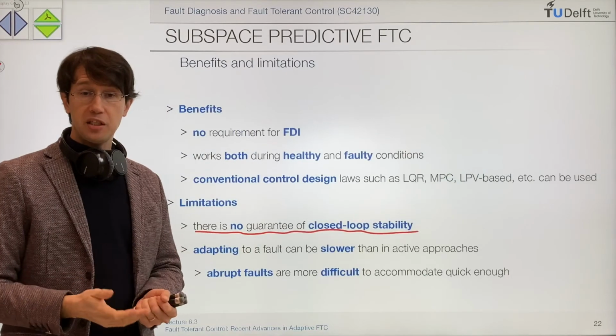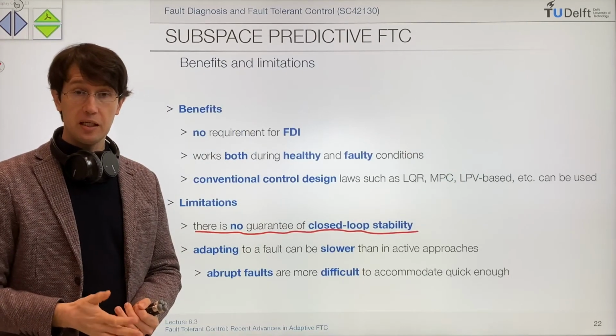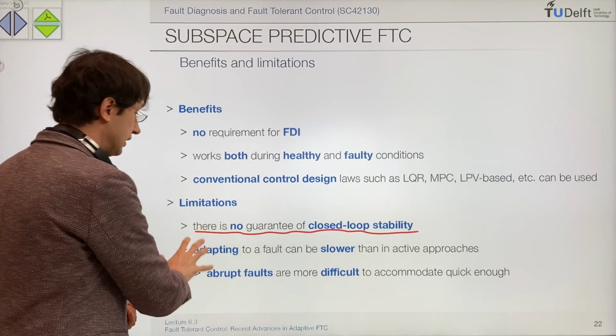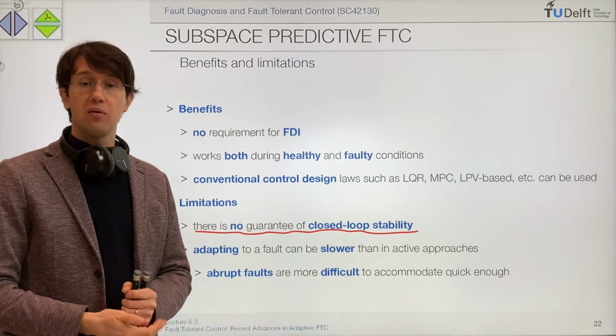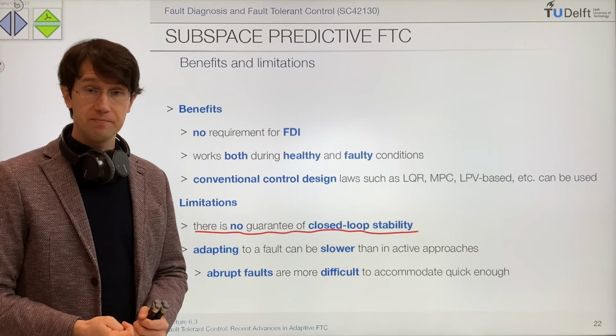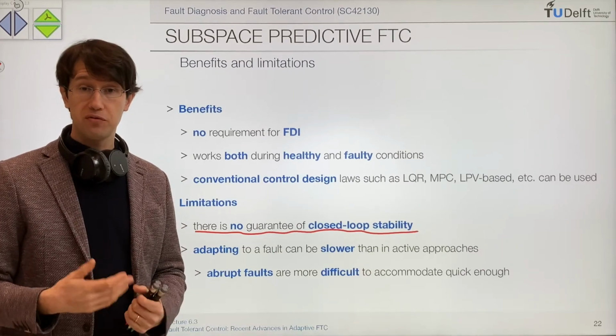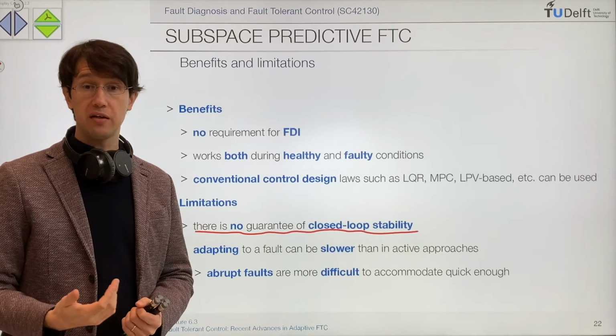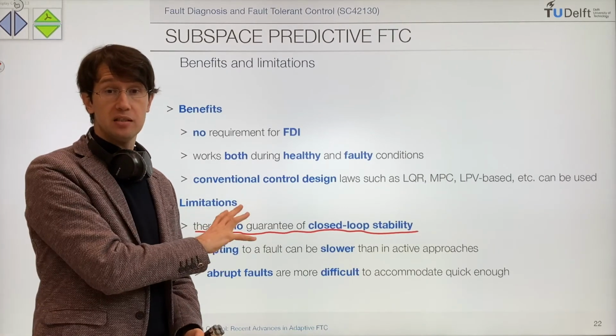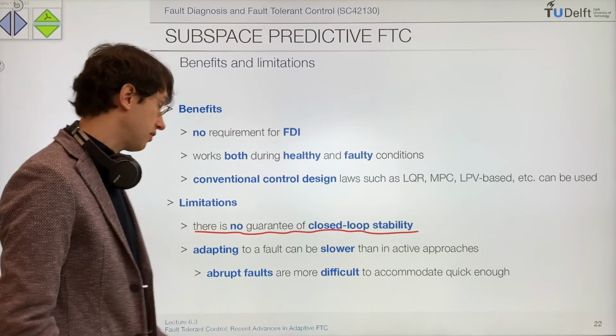And then the other limitation is the one that we already stressed many times. So these can be slower than an active approach to adapt to a fault. And so if you have an abrupt fault that is very dangerous because it can lead to failure in a very short time, maybe this is not suited as an approach.